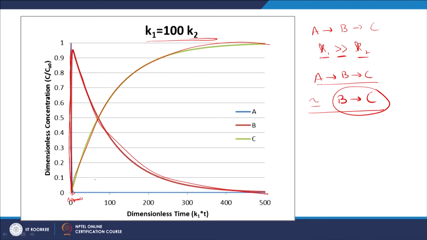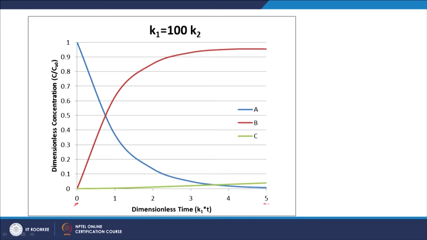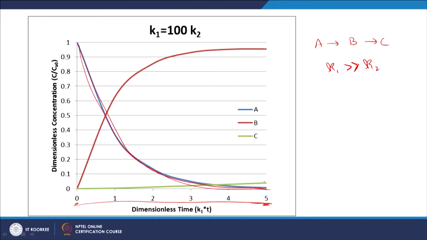To understand the system better, let us zoom in. Here the scale is 0 to 500, and now we are going to look at the scale from 0 to 5 for the same example as we looked at earlier. A goes to B goes to C, K1 is far greater than K2. K is the rate constant, right. What do we see now? With this truncated time scale, we see how A is being degraded remarkably fast. The kinetics of degradation of A are remarkably fast, and at the same time B is formed remarkably fast, or the kinetics of formation of B are fast.